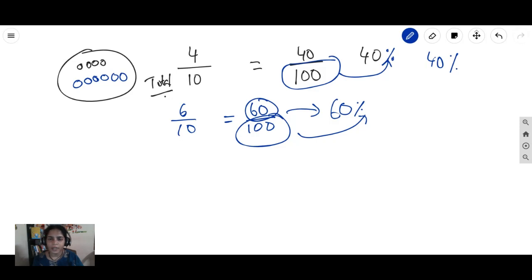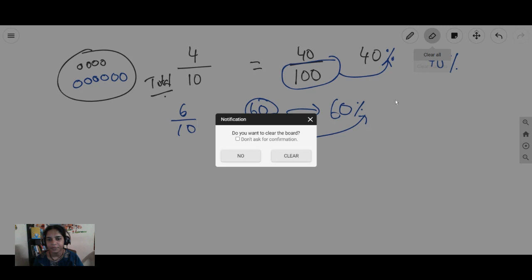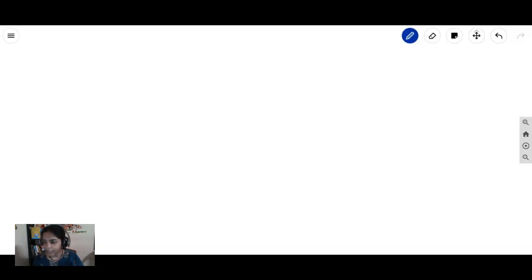Now, why did we do it like this? When you do it like this, 40% and 60%, you can easily compare: 40 is less than 60, and that's why black color beads are fewer. You can easily compare like that. Okay, go to the next thing.